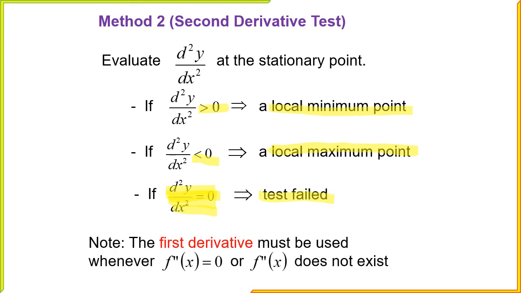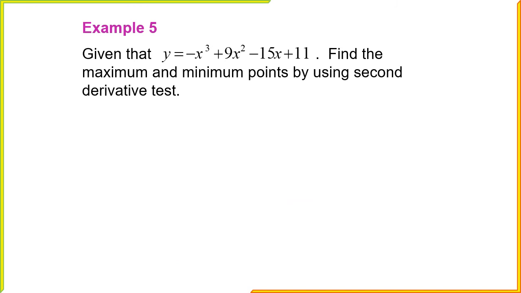Note that the first derivative test must be used whenever f double prime is equal to 0 or f double prime does not exist. So if the test fails, we need to check by using the first derivative test. Example 5. Given that y equals negative x cubed plus 9x squared minus 15x plus 11, find the maximum and minimum points by using the second derivative test.